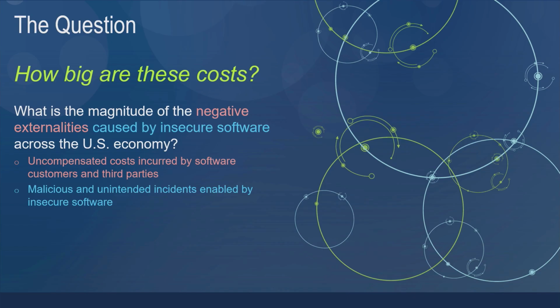If you want to be fancy about it, we are looking at the magnitude of the negative externalities caused by insecure software across the US economy. By negative externalities, we mean these uncompensated costs that are occurring to software customers and third parties. A negative externality means one person does something, another party ends up bearing the costs of that action. That's all that is. And then by the events caused by insecure software, we're both talking about malicious incidents, but also unintended consequences that are just enabled by having insecure software.